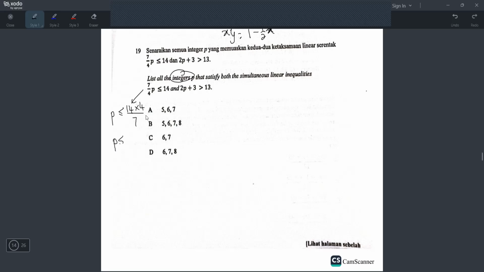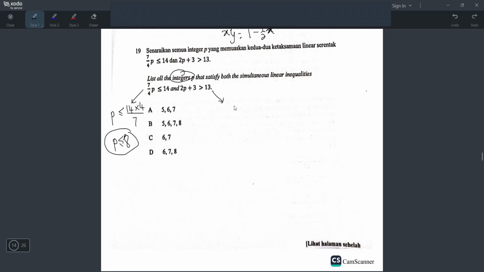So now you can press all this. 14 times 4 divide 7, so you get 8. Okay, but remember, when you divide a negative number, you have to flip the symbol. For example, if it's smaller, when you divide by a negative, the smaller has to change to bigger. But this one no need, because I just divide. I never divide by a negative number, right? That's why the symbol is still smaller. So this is my first solution.